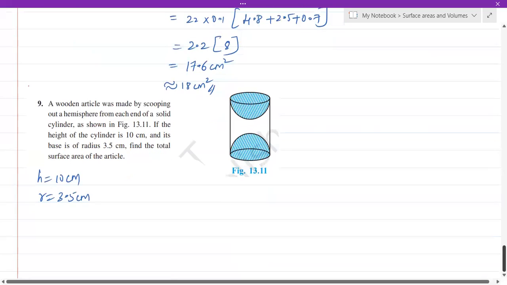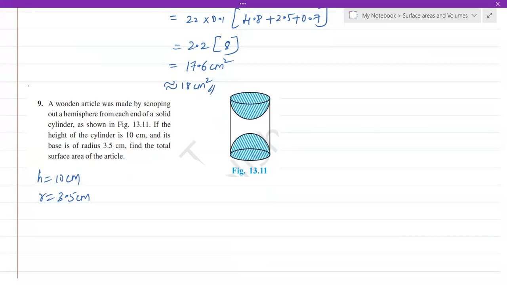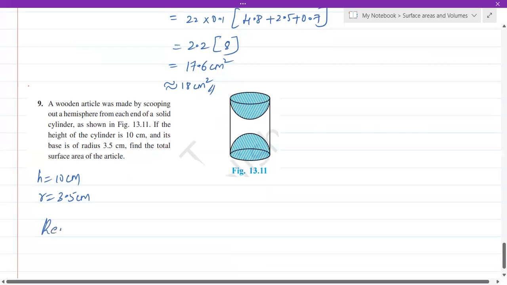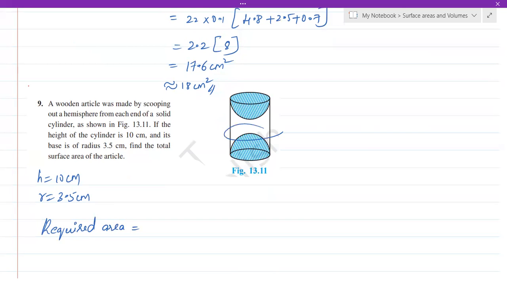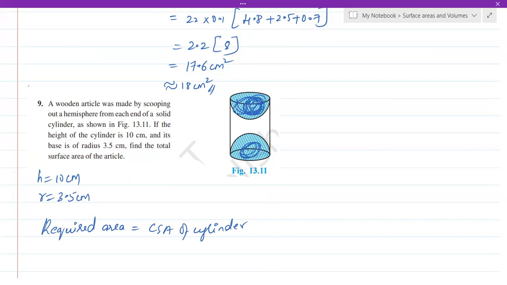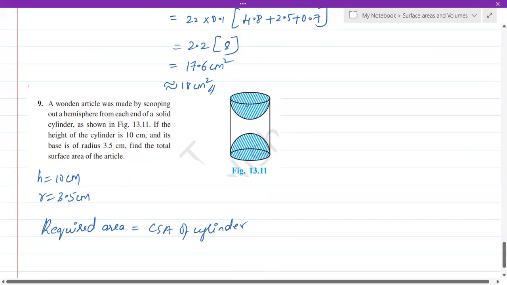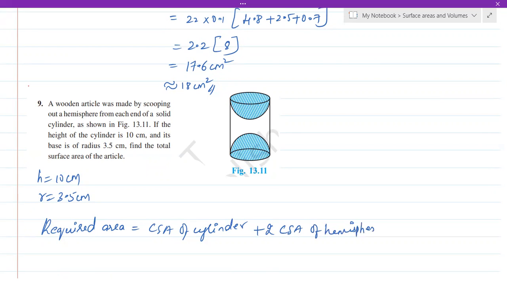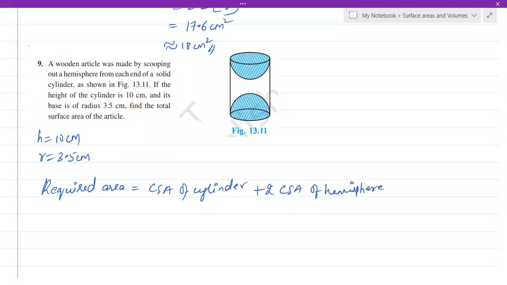What is the thing that we have to find? We have to find the surface area, the remaining surface area. So therefore, the required area. Again, the same thing. What is visible to us? Obviously, the CSA of cylinder, the outer part is visible. And inside, the surface area of the hemisphere and this surface of the hemisphere is visible. It's like a bowl, isn't it? The inner surface of the bowl is visible. So it is 2 times CSA of hemisphere.